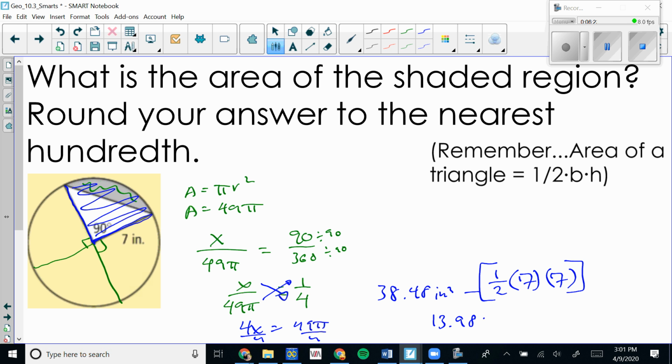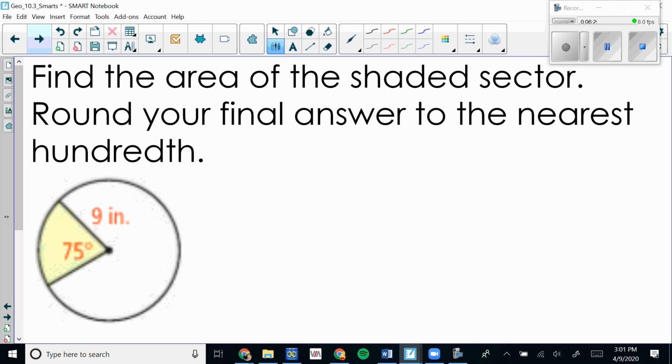13.98, and since it's still an area, it's going to be inches squared. Okay. Next one says find the area of the shaded sector, rounding your final answer to the nearest hundredth. This is very similar to the last one. We need the area of the circle first. So area equals pi r squared.